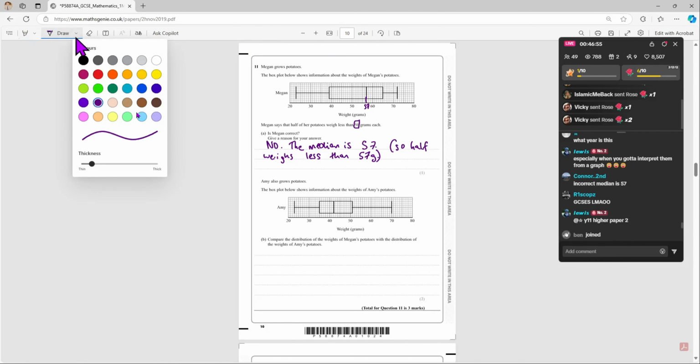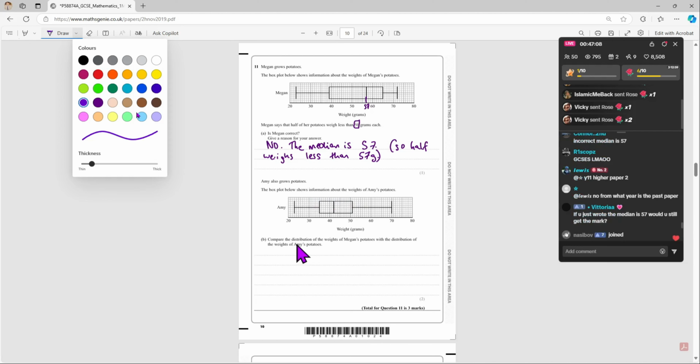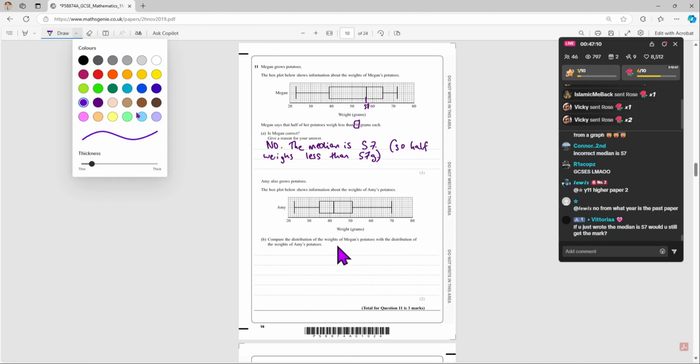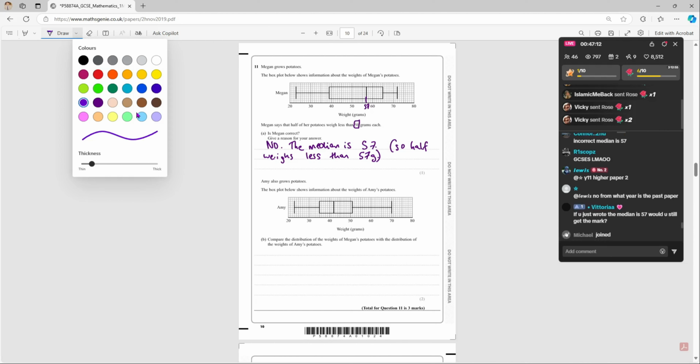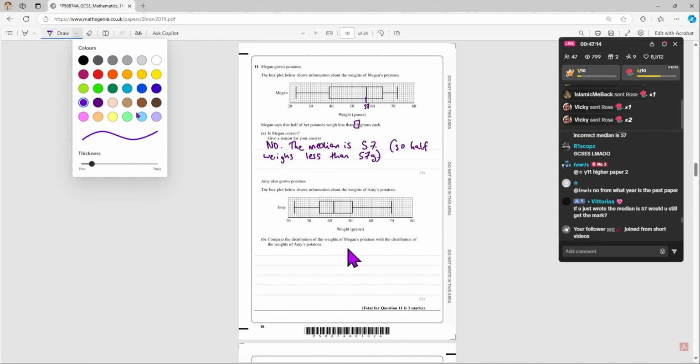Now part B. Amy also grows potatoes. The box plot below shows information about the weight of Amy's potatoes. Compare the distribution of the weight of Megan's potatoes with the distribution of the weight of Amy's potatoes.